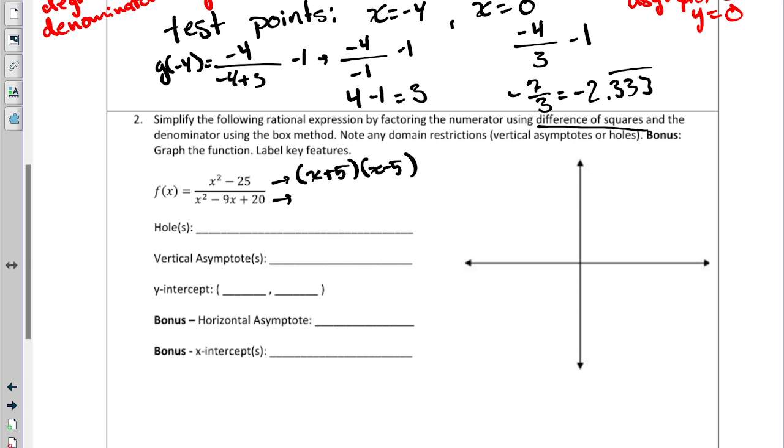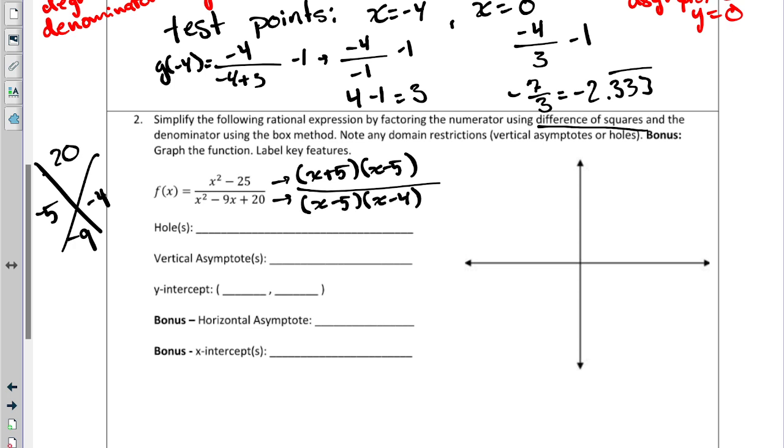The bottom one, we do have to factor using our normal method. We're trying to find two numbers that multiply to 20, add to negative 9. That's going to be negative 5 and negative 4. Okay, so that's going to make our function x minus 5 times x minus 4. All right?